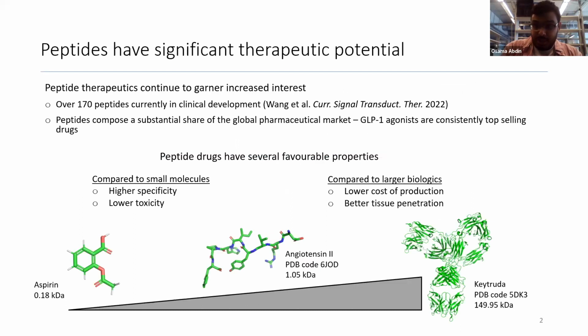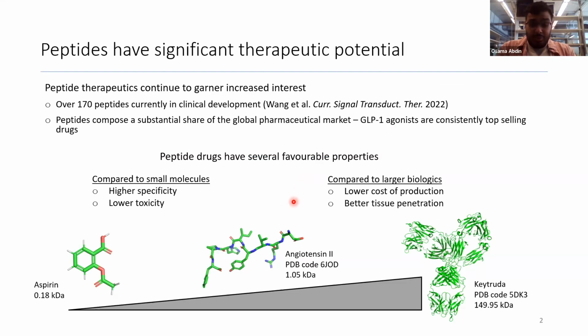Peptides, as a class of molecule, are widespread across biological processes, but they've also been continuing to garner increased interest as therapeutics. Currently, there are over 170 peptides in clinical development, and peptides do compose a substantial share of the global pharmaceutical market.